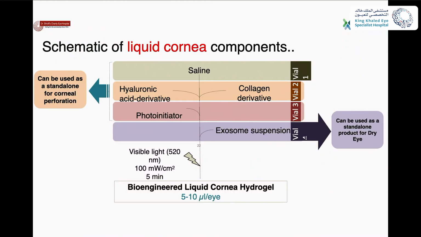So this liquid cornea has 3 components: a hyaluronic acid derivative, a photoinitiator, and a collagen, and exosomes which are derived from mesenchymal cells. So these components are like fibrin glue, where you have fibrinogen and thrombin, you mix them and it polymerizes. Similarly, this liquid cornea can be used as a gel, as an adhesive, as a space or mass filler, and the exosomes act as the regeneration part and anti-inflammatory part. And you will need 5 to 10 microliters to fill the defect, depending on the size.